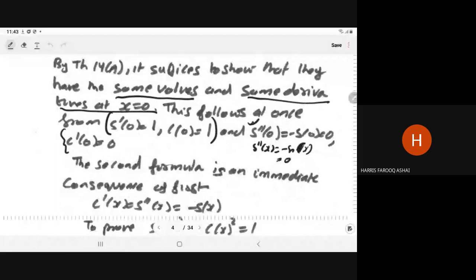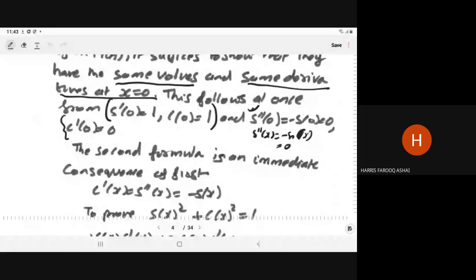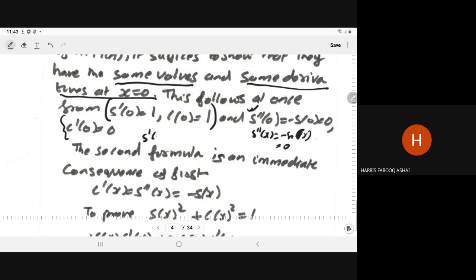So the second formula, s dash x is equal to cx, is the first property we have proved by theorem 14. Theorem 14 states that if we have the same initial condition, then we have the unique solution. Now we want the unique solution, we want s dash to equal c. For that, we prove that they have the same initial condition. So this we have proved.